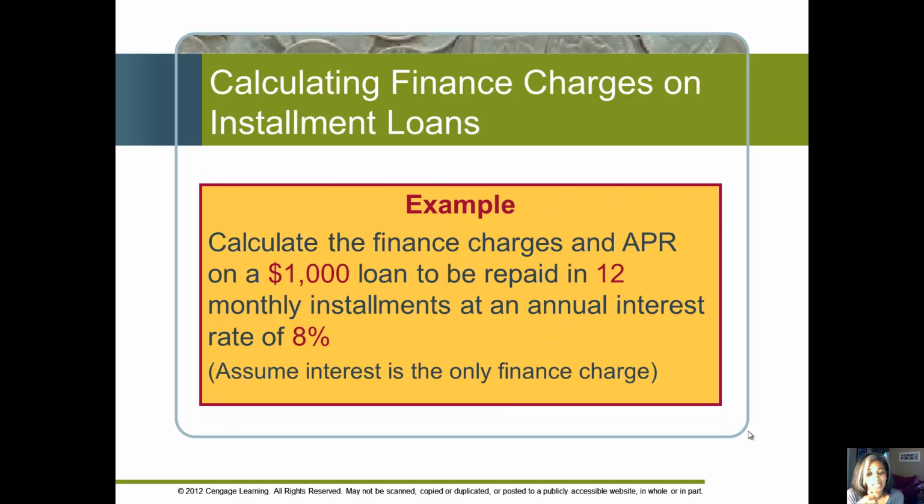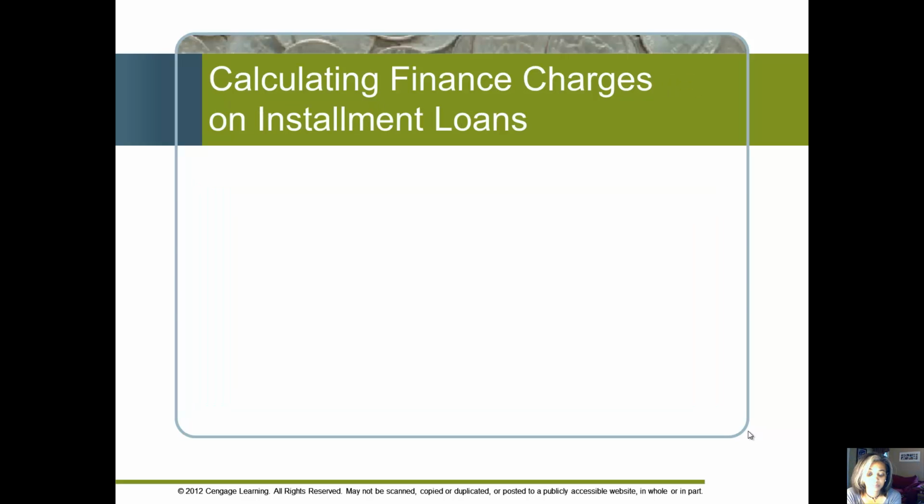So let's go back to that example we had before. If we have a $1,000 loan, but now it's going to be repaid in 12 monthly installments, still at that 8% interest rate.